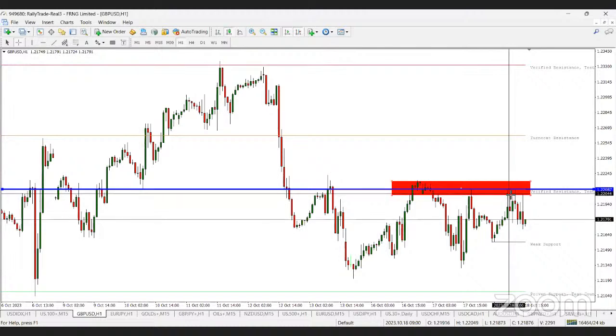1.22030. Okay, 1.22030, 1.22160. So if you see 1.22030, if you see 1.22160, all those places are places you should look out for a sell on GBP USD.